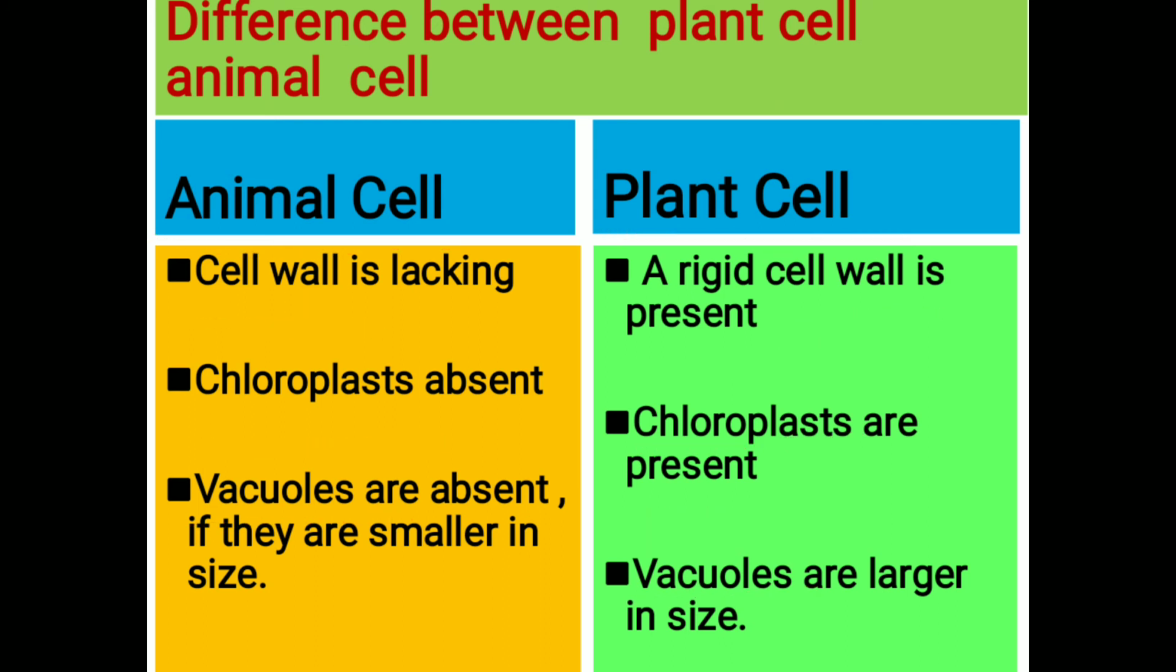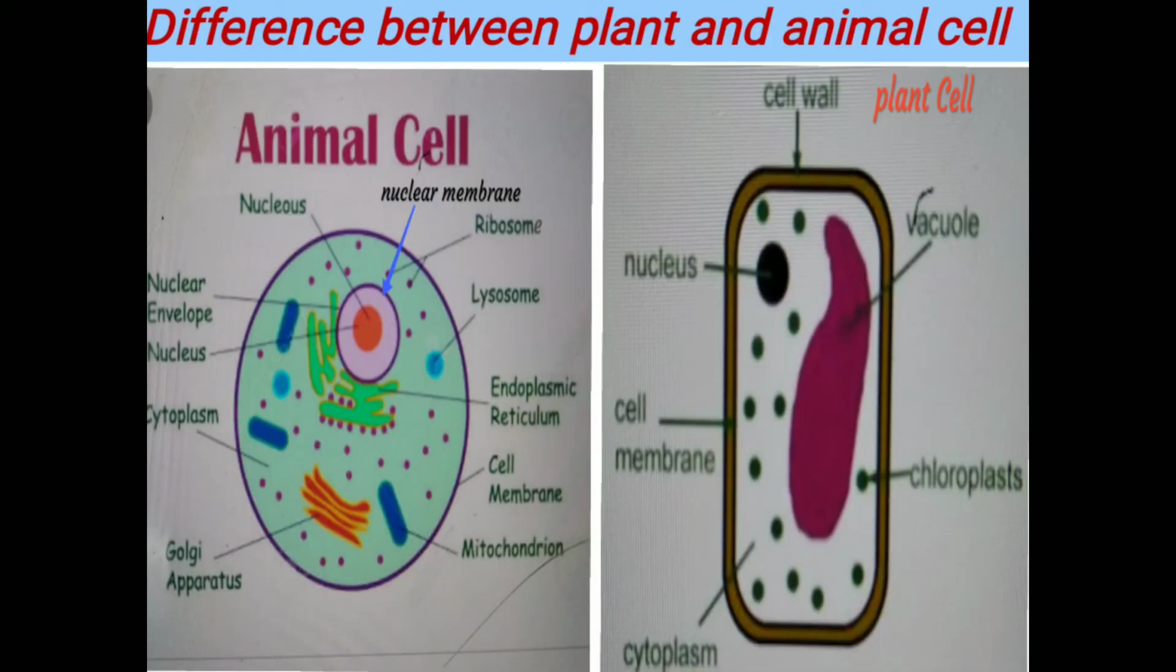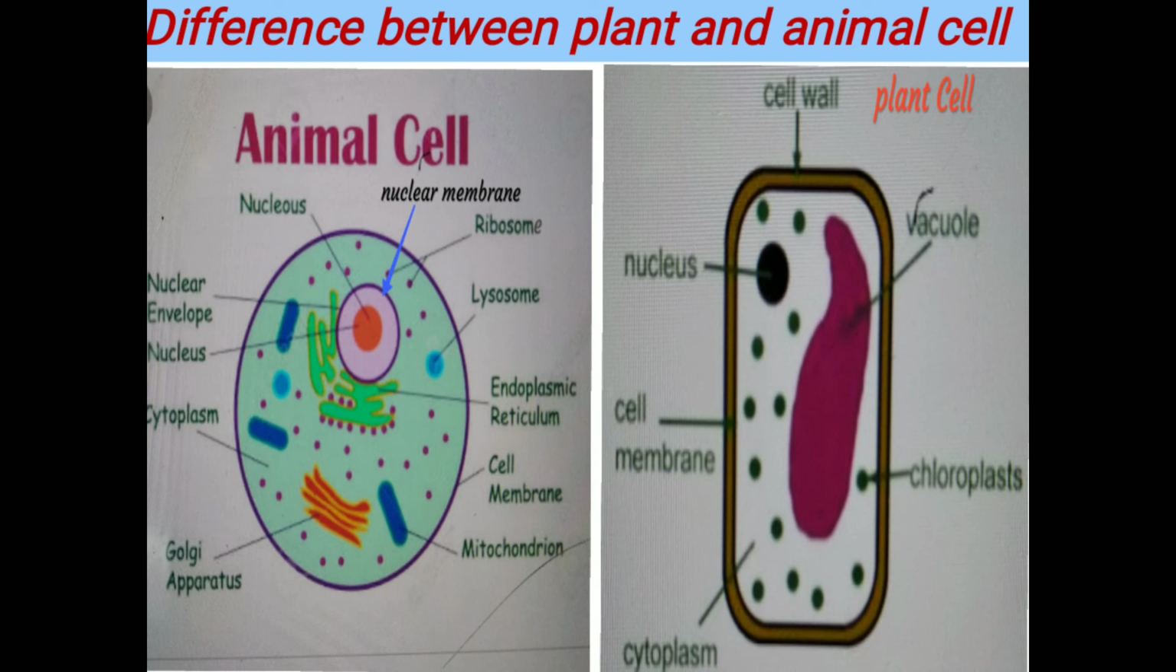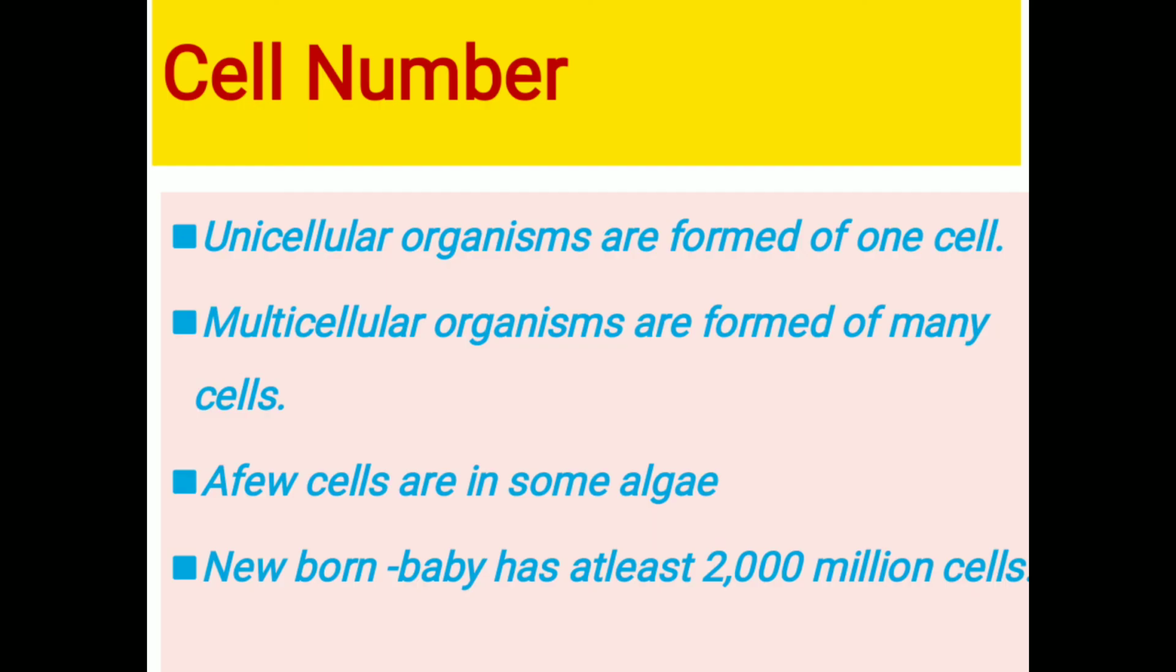Now, let us explain this one by one with the help of a diagram. In plant cell, there is an extra outer covering called cell wall. But in animal cell, there is no extra covering. This is the first difference. Second difference is chloroplasts are present in plant cell, but in animal cell there is no chloroplast. In plant cell there is a large central vacuole, but in animal cell there is no central vacuole.